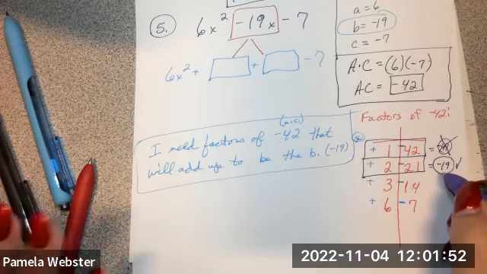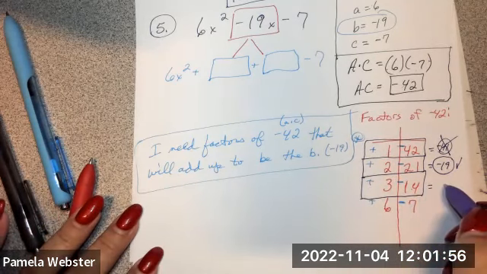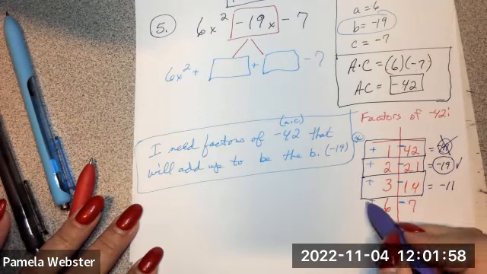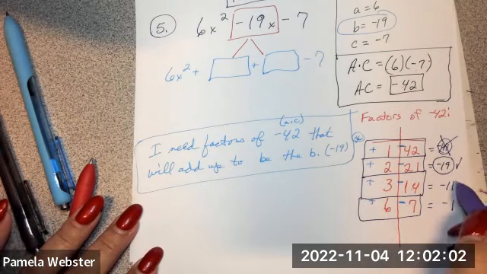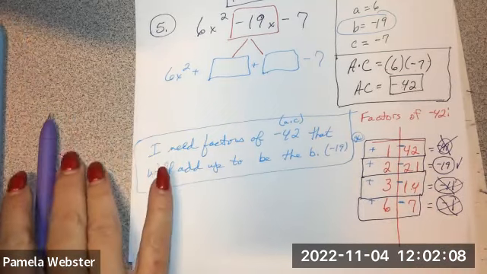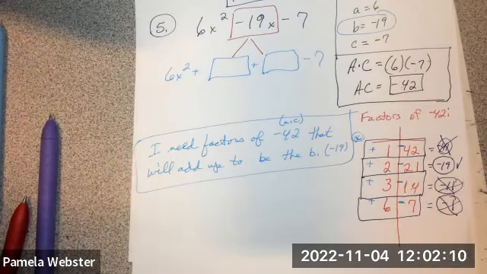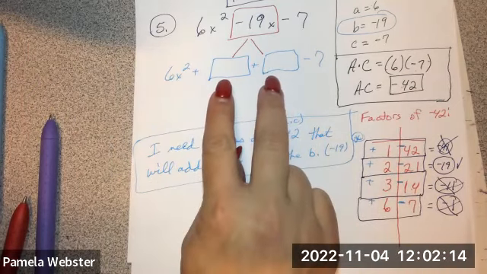But I'm going to just keep on going just a little bit longer. 3 plus negative 14, that would be a negative 11. And 6 plus negative 7, that would be a negative 1. And these are not the answers that I want, right? I want the negative 19. So if this factors, there's only one set of factors that will replace this, okay?